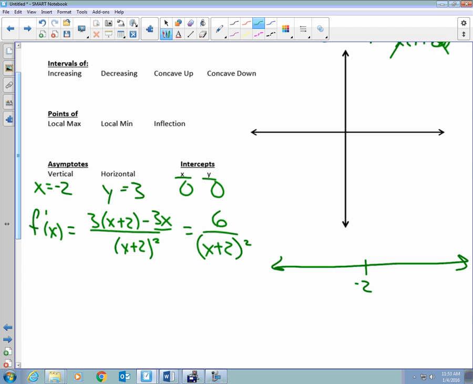-2. Yes, it is equal to 0 at -2. So therefore, we have to include -2 as a test point. We include where the derivative is equal to 0 and where it's undefined. That's where interesting things happen.